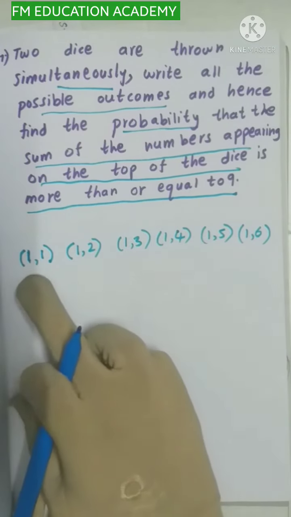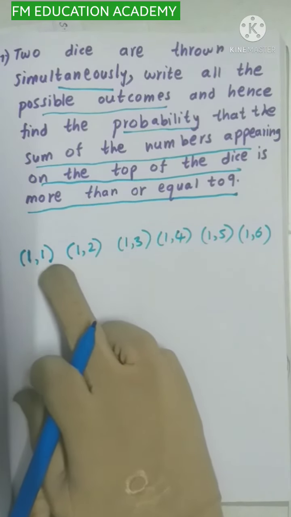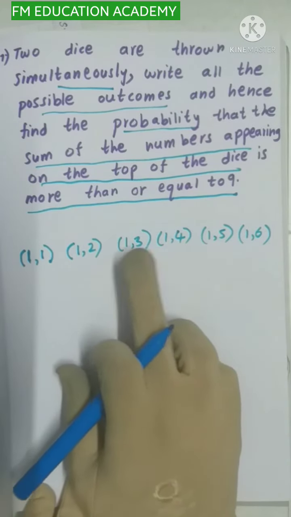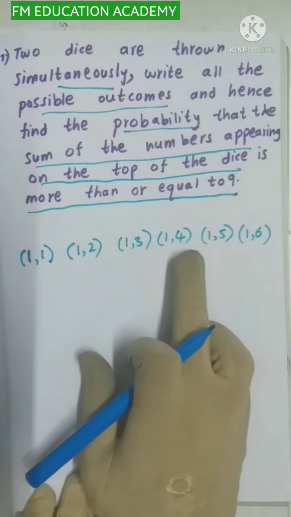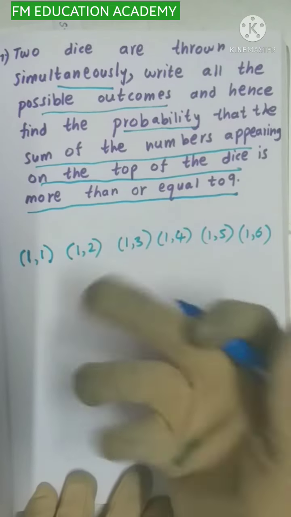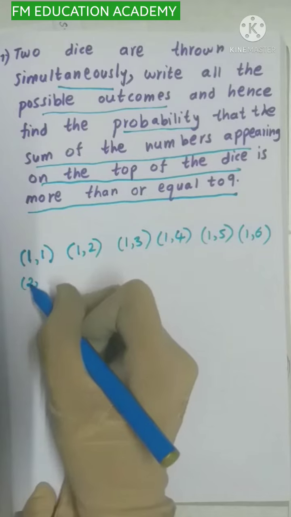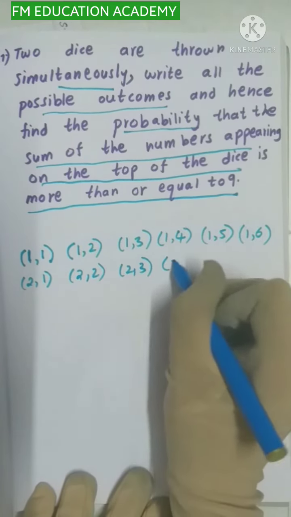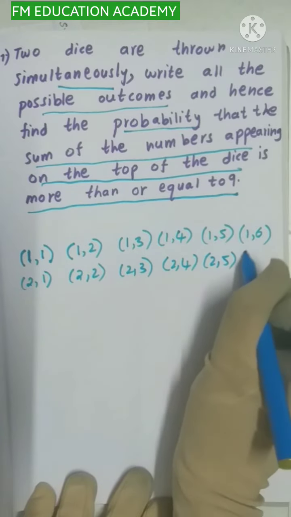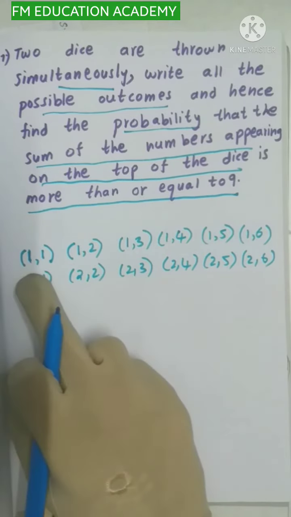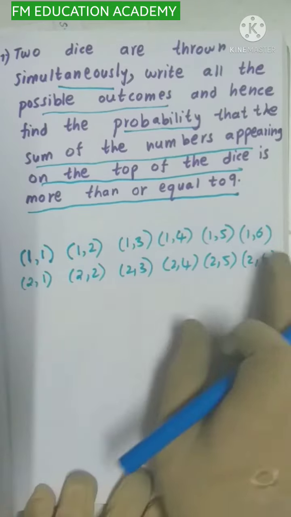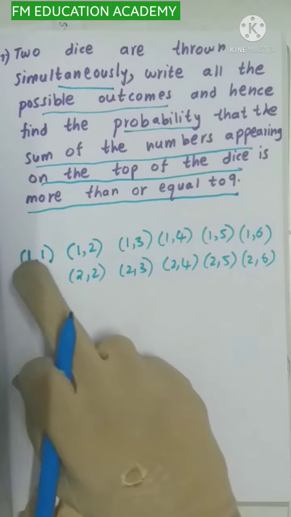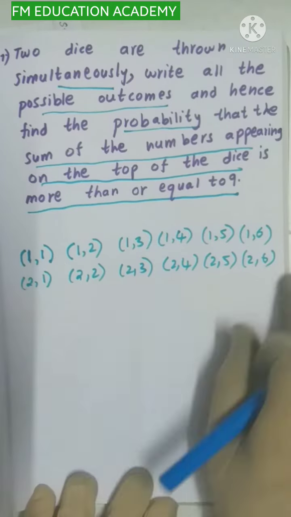Means either we can get 1 on the first die, 1 on the second die, 1 on the first die, 2 on the second die, 1 on the first die, 3 on the second die, 1 on the first die, 4 on the second die when we throw it, or we can get 2 on the first die, 1 on the second die. Similarly, 2, 2, 2, 3, write in order, 2, 4, 2, 5, 2, 6. We can get only till 6 because we know the numbers on the die are only from 1 to 6: 1, 2, 3, 4, 5, 6. These are the numbers appearing on the die. Why are we writing a comma? Because this is for the first die, this is for the second die. These are all the possible outcomes.